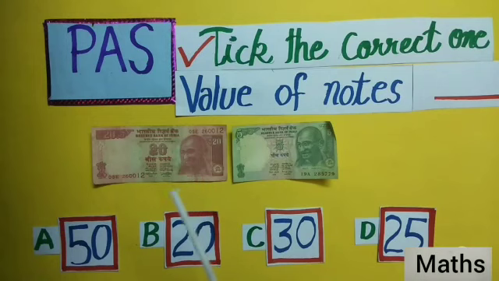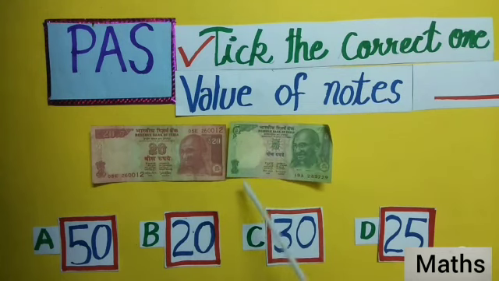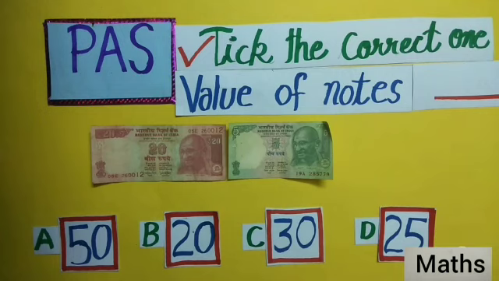Dear children, now it's time for the next question. Here 2 notes are given to us. One is 20 rupee note, other is 5 rupee note. We have to tick the correct value of these notes. 20 plus 5. Its value is equal to 25. Yes, very good. Correct answer is 25. We will put a tick in front of the D option.